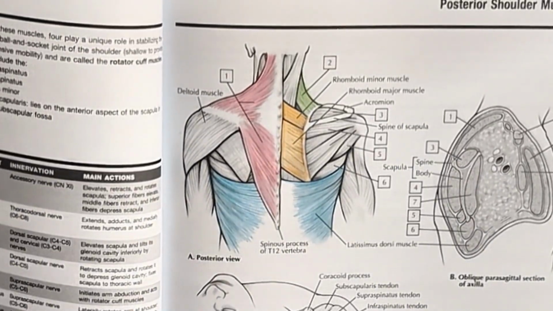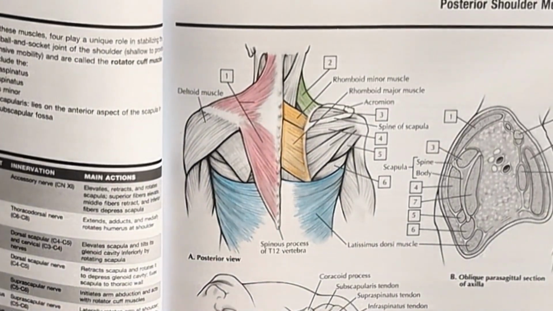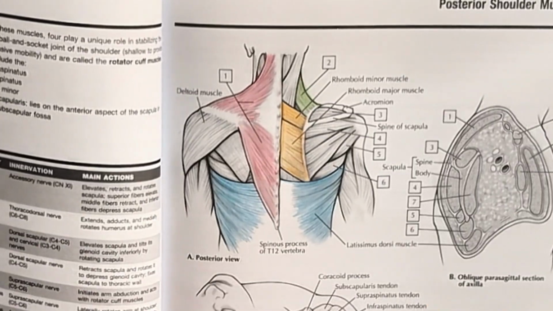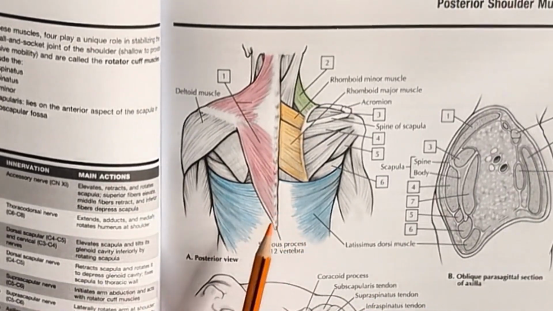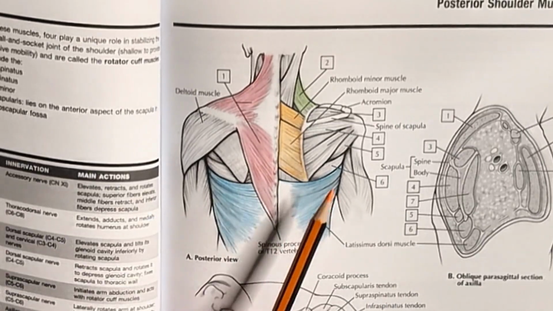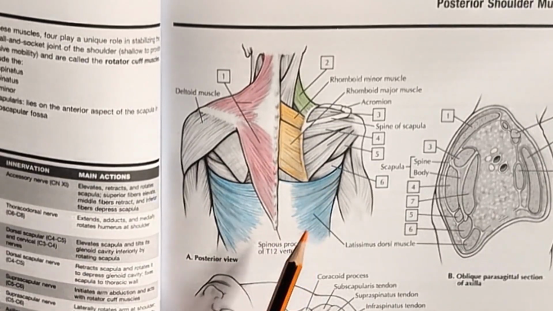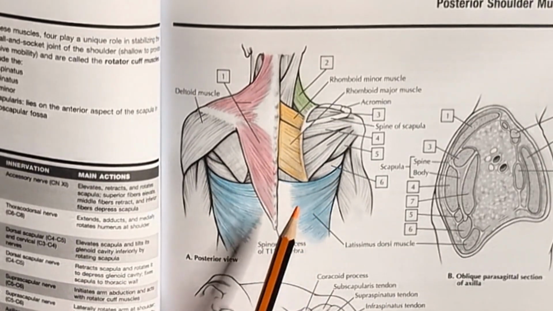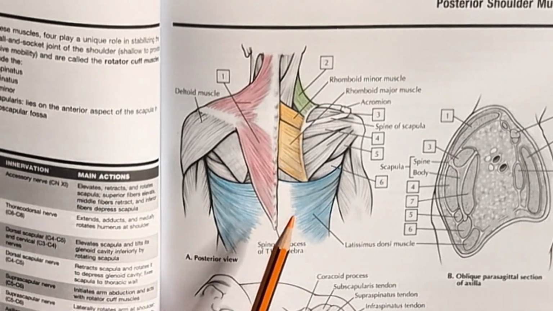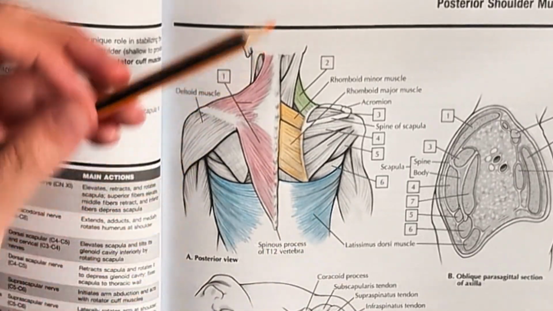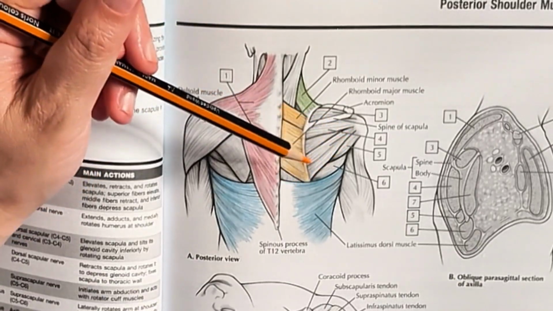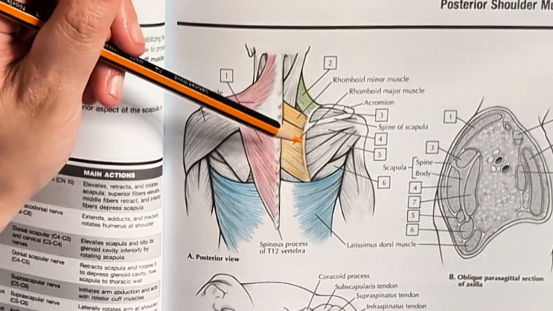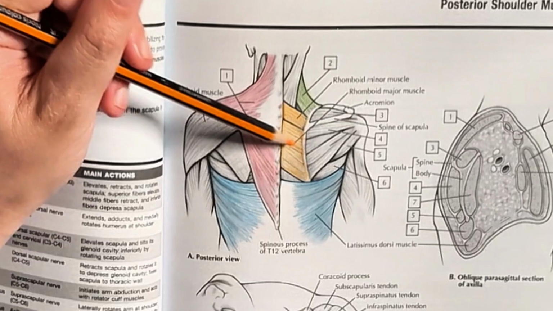So, rhomboid minor and major are innervated by the dorsal scapular nerve. And the main actions of these muscles are to retract the scapula and rotate it to depress the glenoid cavity of the shoulder. And it also fixes the scapula to the thoracic wall.